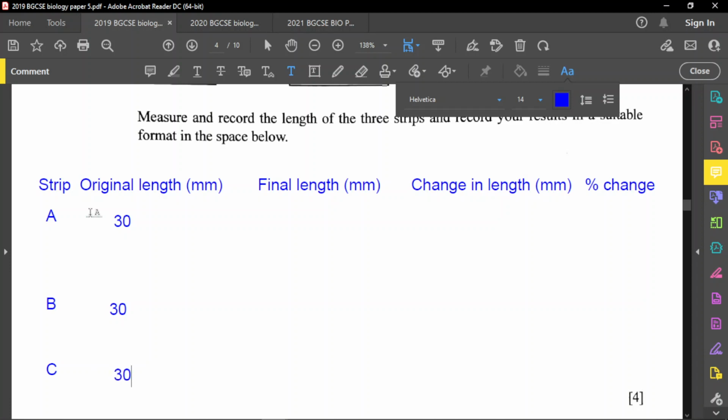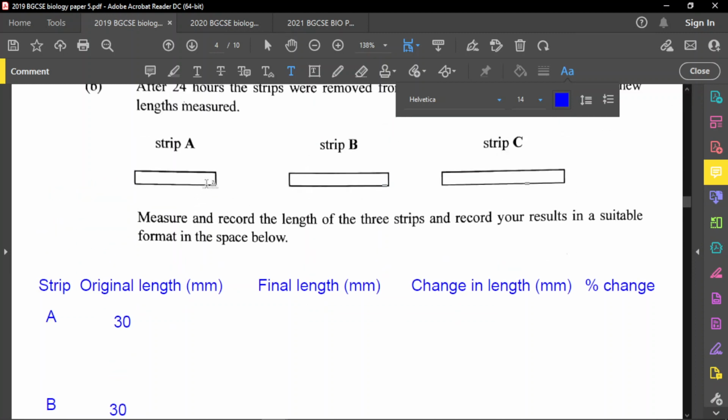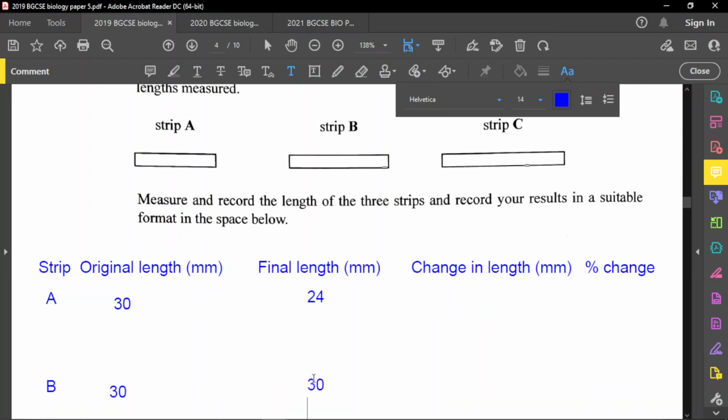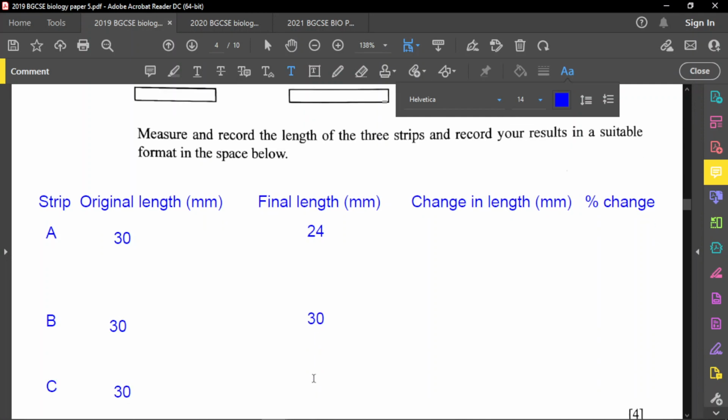Let's go into our next column, which is our final length. I already measured these. Strip A is the shortest one, if you notice it, and then strip B and strip C. I'm going to plug them in. The final length of the first strip is actually 24. The next one is 30, so that one is the same. And the last one, strip C, is 36.